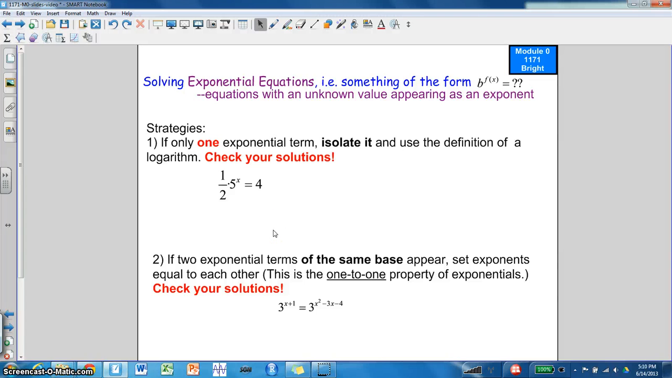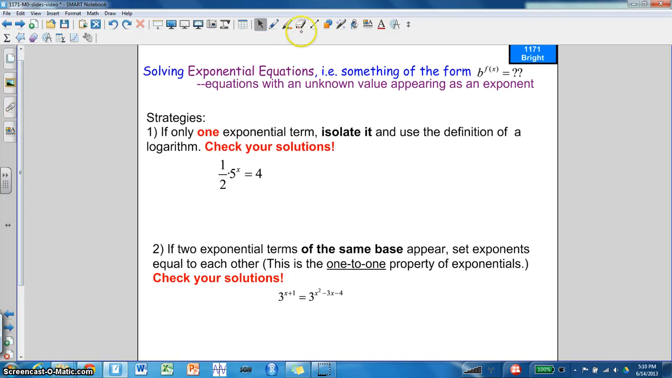Okay, we're going to solve some exponential equations. So again, we studied exponential equations just a little bit ago, where we have a base that is a real number, and then the exponent has something, an expression containing x. So there's a couple different ways we can solve exponential equations.